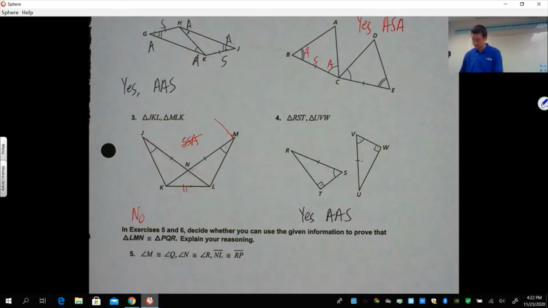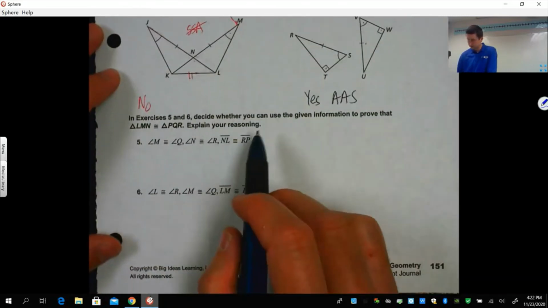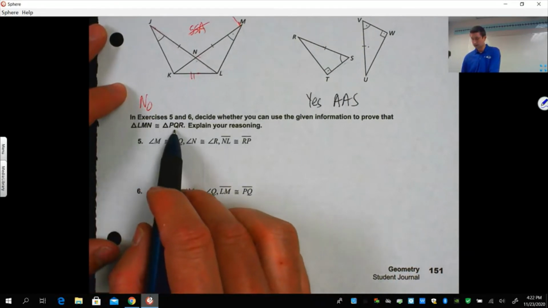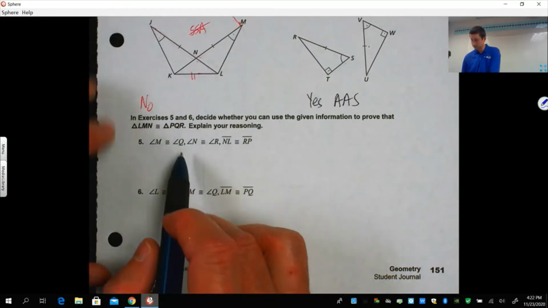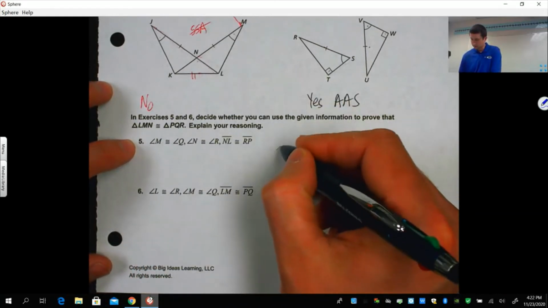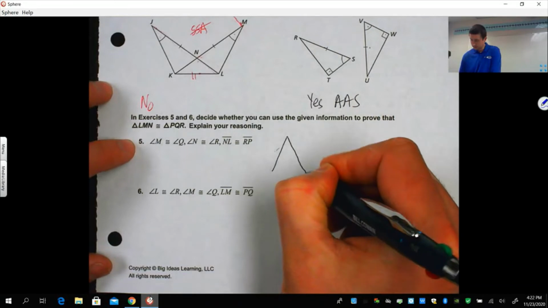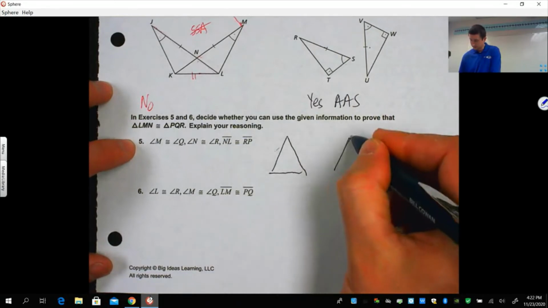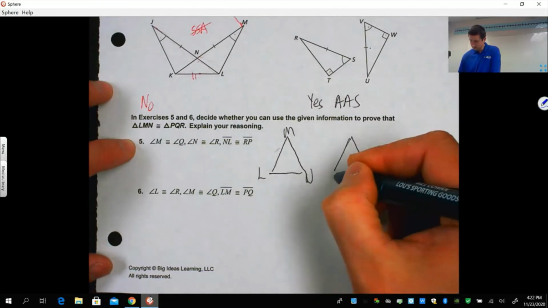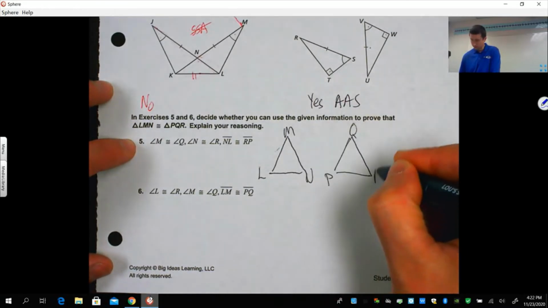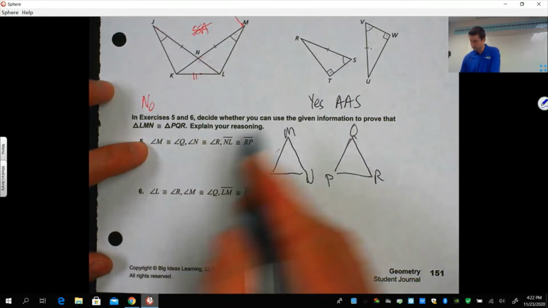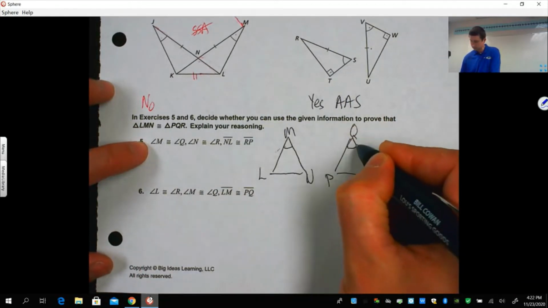Okay, exercise 5 and 6. Decide whether you can use the given information to prove that triangle LMN is congruent to triangle PQR. Explain your reasoning. When they give you this information, draw a triangle for yourself. It doesn't have to be a very fancy one. It does not have to be drawn to scale. So we have LMN, PQR. So they say M is congruent to Q. So I know that one is congruent to that one.